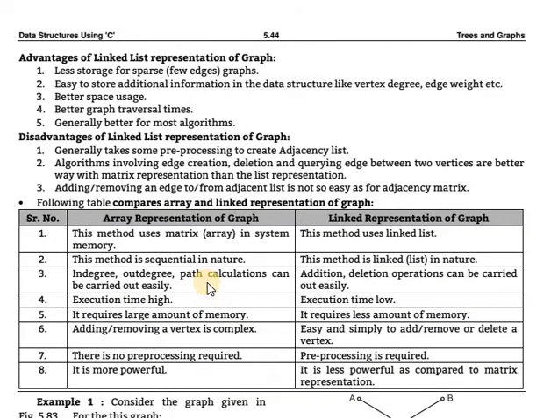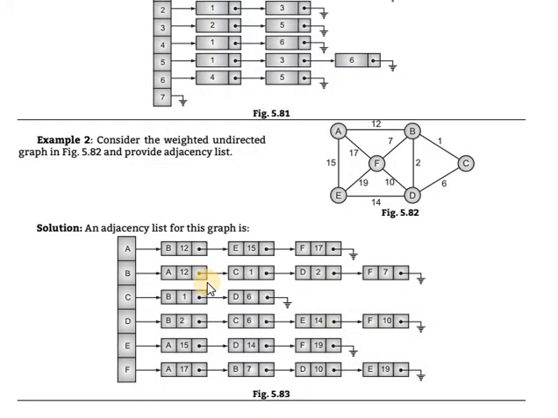Example 2: consider the weighted undirected graph in that figure and provide the adjacency list. Since the graph is weighted, in that field write the weight value of the edge. Firstly write all the nodes A, B, C, D, E, F. A is connected to B, F, E. B's edge value is 12, so write 12. After that, for E the value is 15, so write 15.